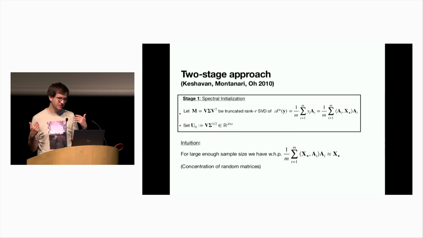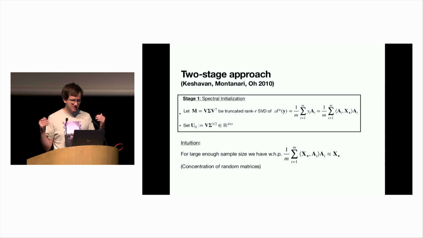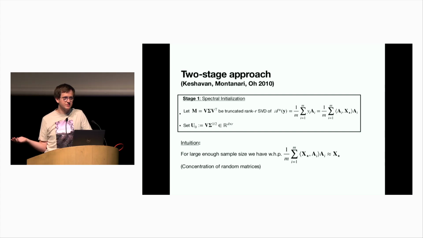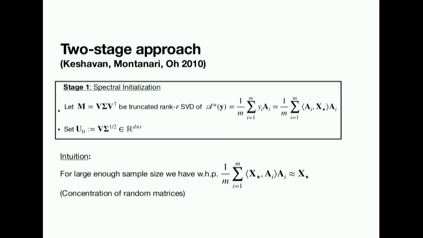And then in this paper, we take a two-stage approach, which has been very well studied in the literature. But we want to understand whether we can get rid of this R factor, which has always been there. So in this two-stage approach, the first phase is a spectral initialization. We form some matrix A star Y, then take the truncated rank R SVD and factorize it, and we get a factor U0, which we then take as initialization for the second step.